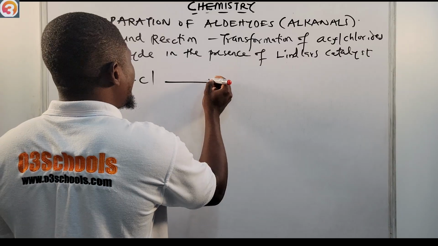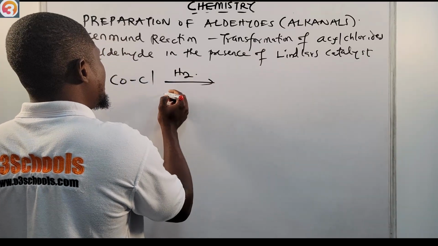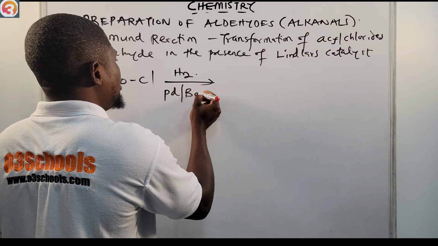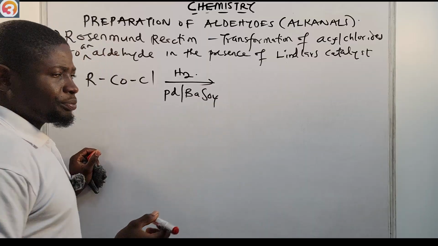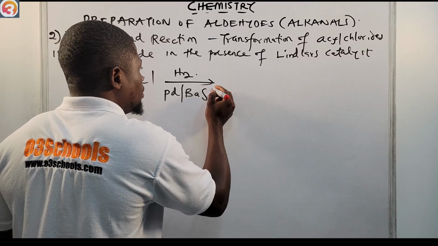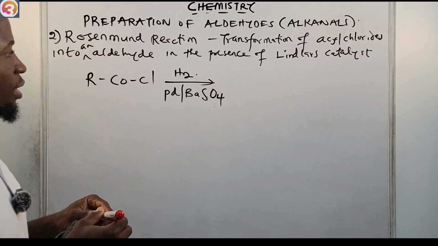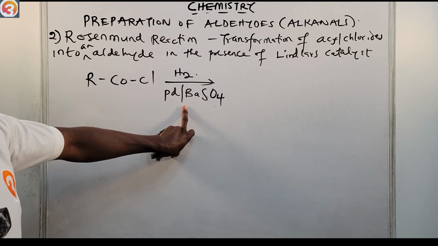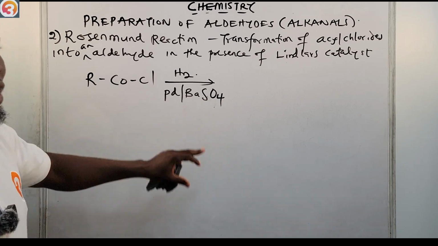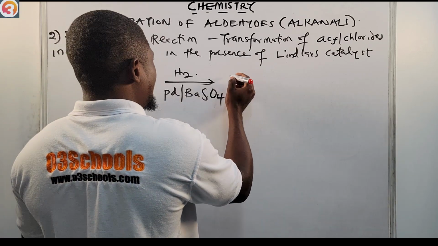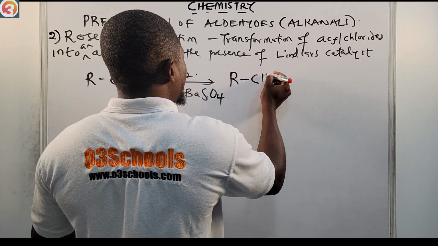So we go directly. This is hydrogen, and then palladium in barium sulfate solution. Let me write this: barium sulfate solution. This is Lindlar's catalyst, a direct transformation into an aldehyde. So having an aldehyde directly, I'm going to have RCHO.